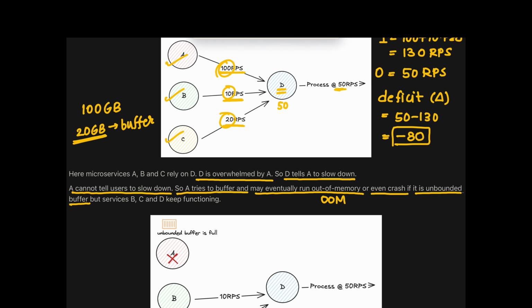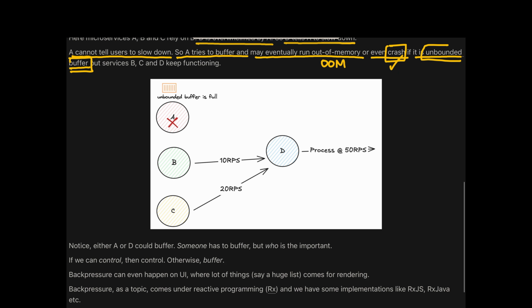But let's say this is an unbounded buffer. A is not putting any bound on the buffer size. So all the 100 GB is available for buffering. If all the 100 GB is used for buffering, then there is no space left for doing any processing, and this will lead to a crash. So unbounded buffers can lead to a crash. Even though A has crashed, you see that due to microservice architecture, B, C, and D can keep functioning.